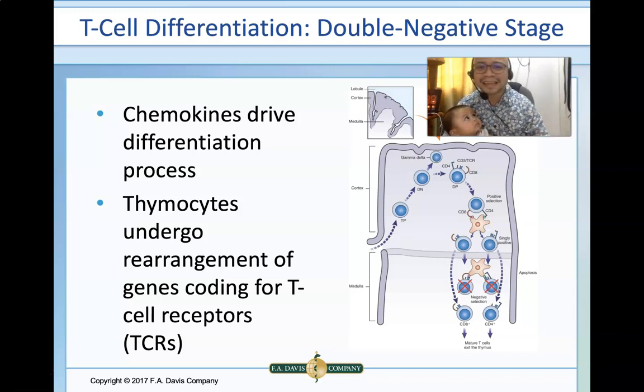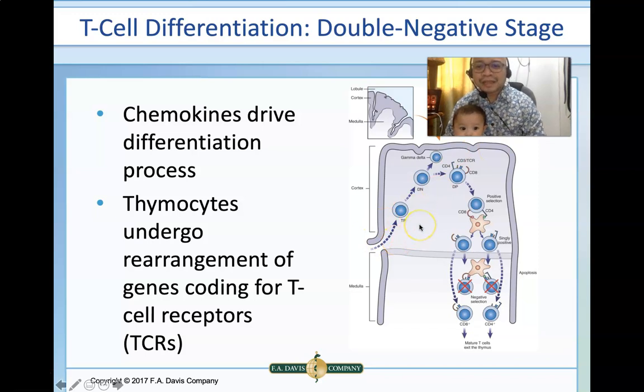If you look at the illustration here, your thymus is divided into two different parts. The outer part is the cortex, and the inner part is the medulla. Here the cells undergo rearrangement of genes so that the TCR will eventually be produced. What are the two common types of TCRs? In the case of T cells, the two most common types are the CD4 and the CD8.